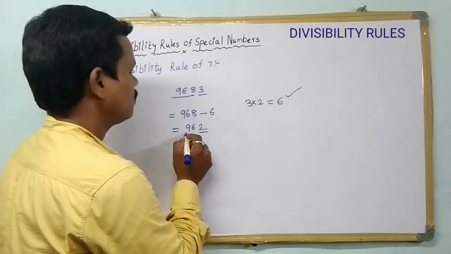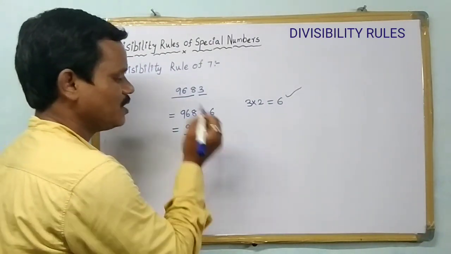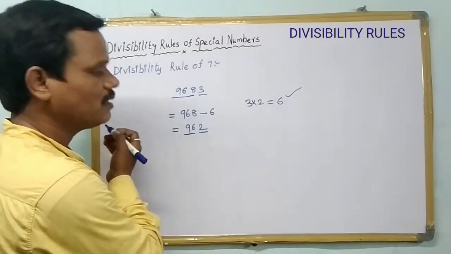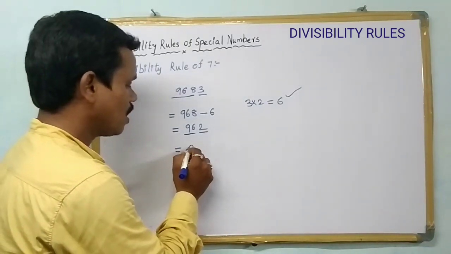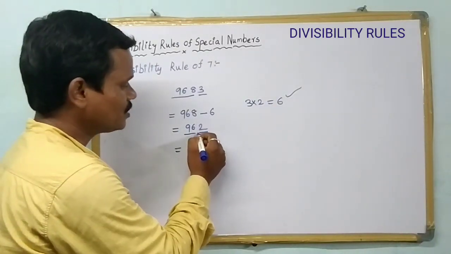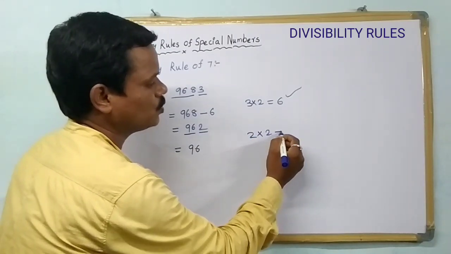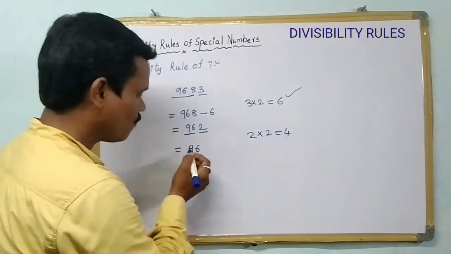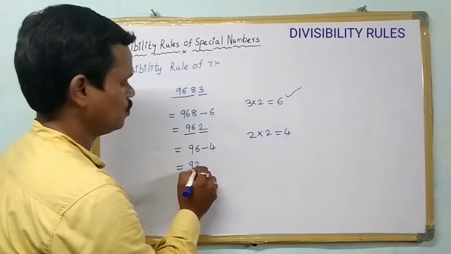Now again, divide it into two parts. The unit digit 2 is the first part, and the remaining digits are the second part. Again write the second part as it is and multiply the first part by 2. What is the first part? 2 times 2, 4. Subtract 4 from the second part. What is the resultant? 92.